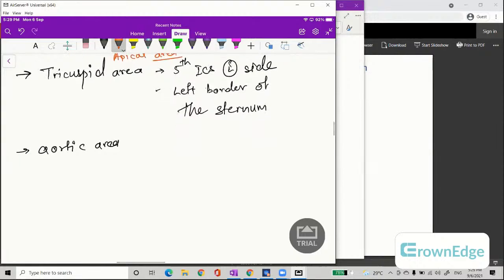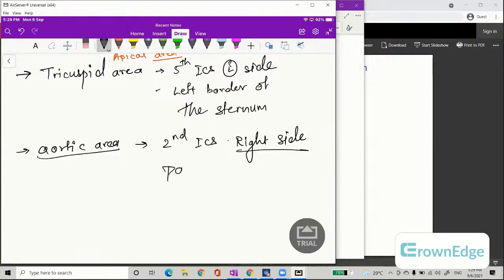Okay. Then the aortic area, where is it present? The aortic area is present on the second intercostal space, where? Towards the right side, remember, towards the right hand side, in the, where? Parasternal line.